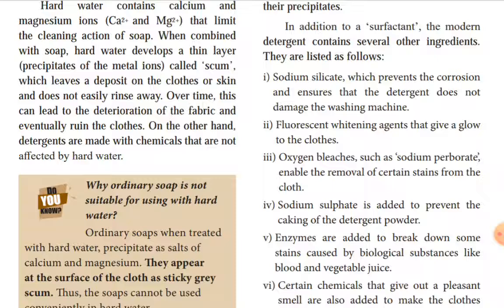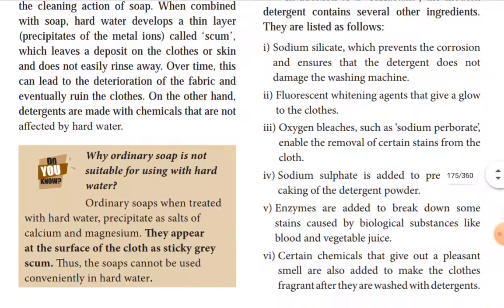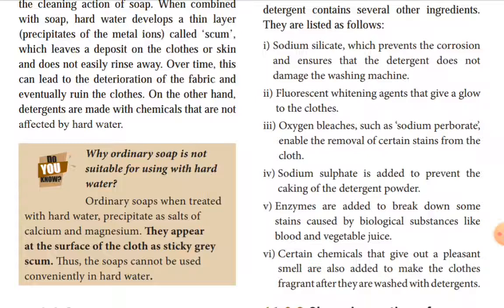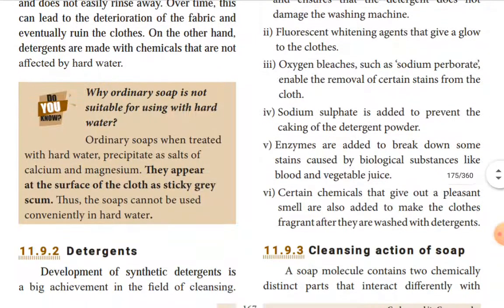Then the second one: fluorescent whitening agents are added. What is the use of the fluorescent whitening agent? It gives brightness, gives a glow to the clothes. That is the advantage of the fluorescent whitening agent. Then oxygen bleaches, like sodium perborate, are added. What is the use of sodium perborate? It enables the removal of certain stains from the cloth. The strong stains made up of grease and other oils can be removed using this sodium perborate.